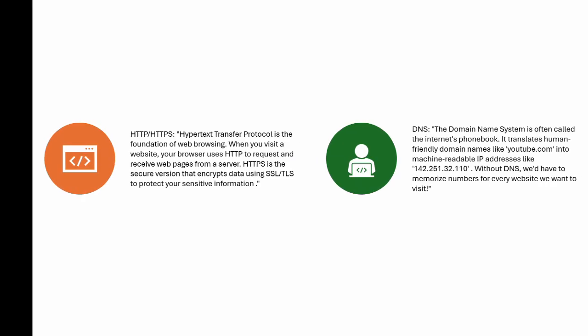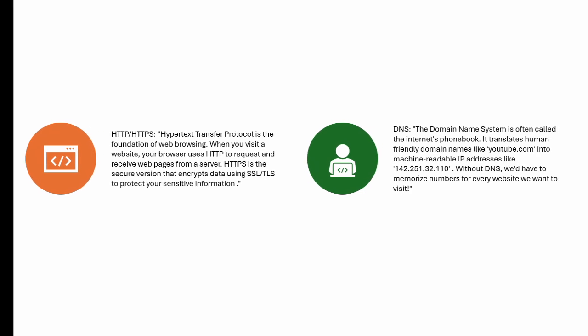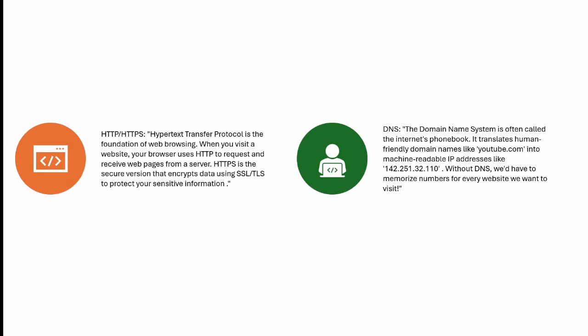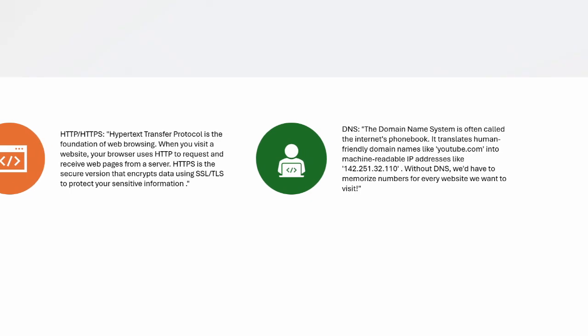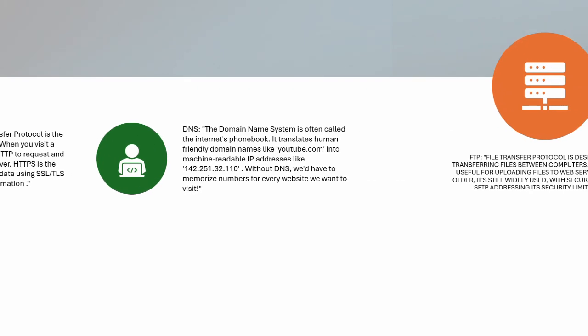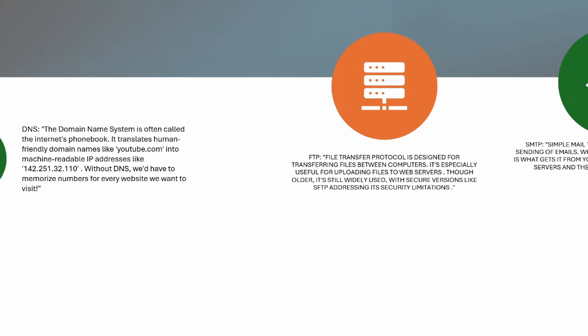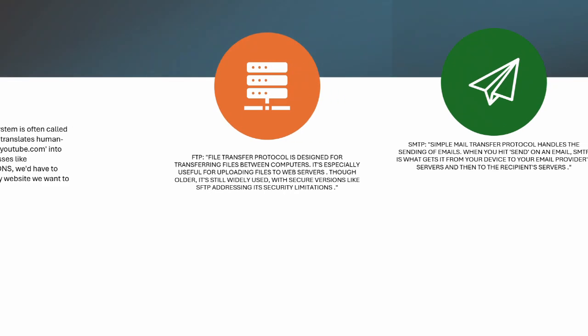DNS, the domain name system, is often called the Internet's phone book. It translates human-friendly domain names like youtube.com into machine-readable IP addresses like 142.251.32.110. Without DNS, we'd have to memorize numbers for every website we want to visit.